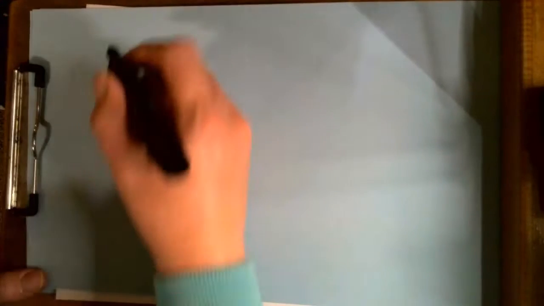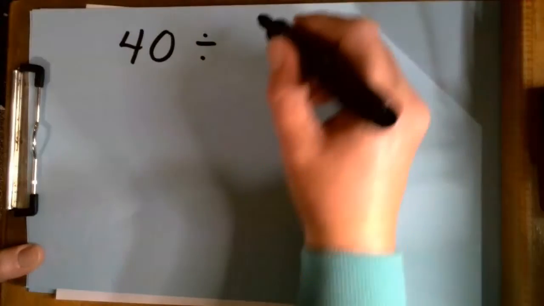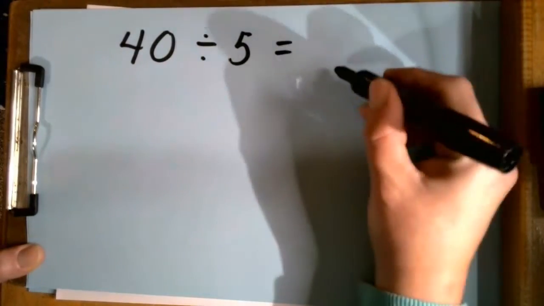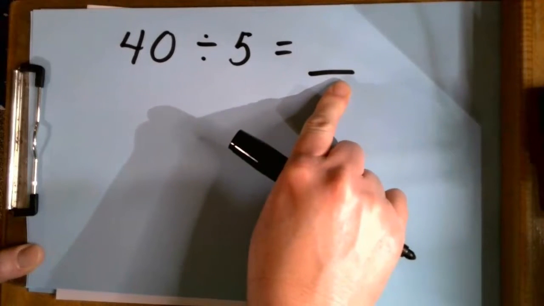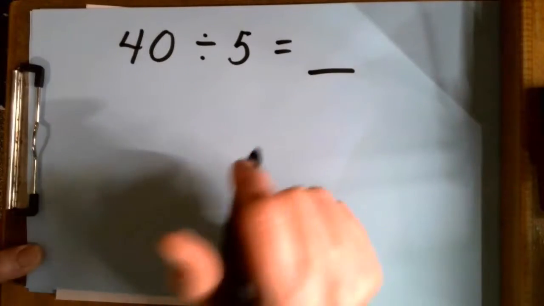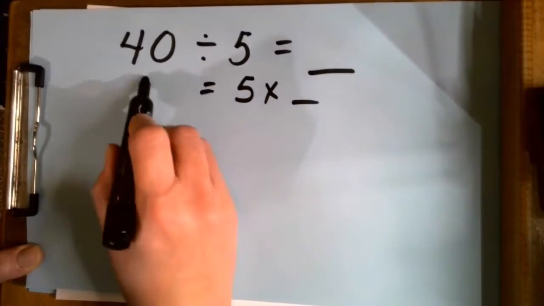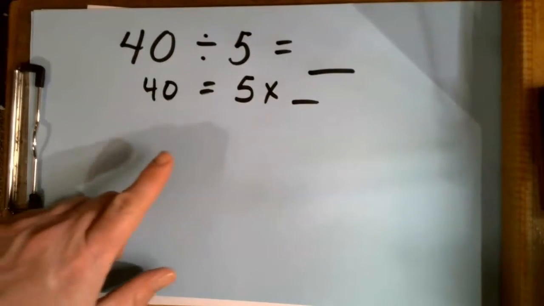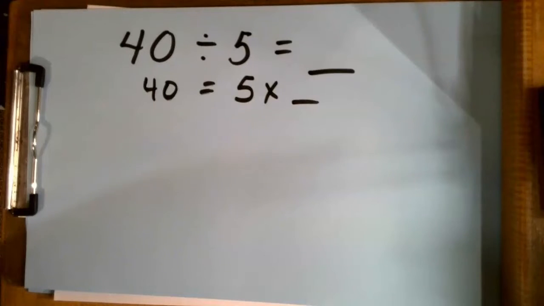In the discussion, I added another word problem. There are 40 ornaments to be grouped evenly into 5 boxes. So I'm thinking 40 divided by 5 equals what? You may already know. You might be thinking to yourself, well, I know that 5 times this number is equal to 40. So if you knew that, then you would have your quotient here.